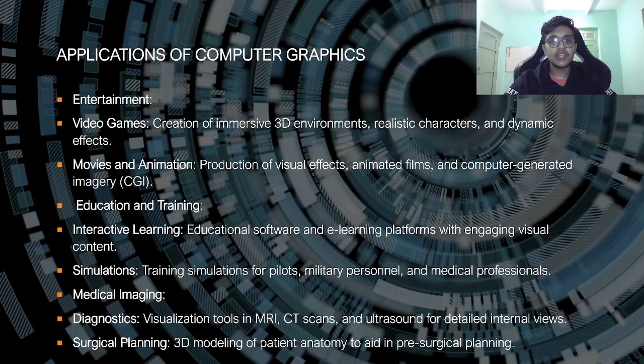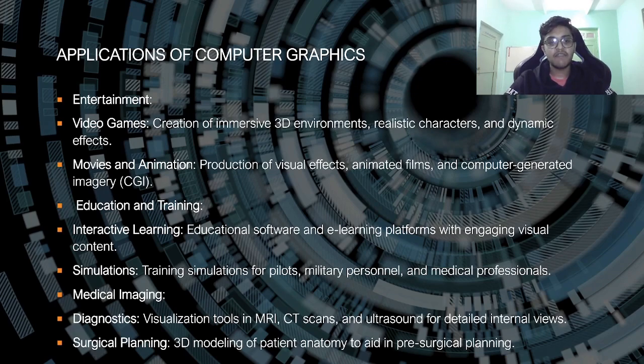We have the applications of CG, that is computer graphics. So firstly, we have entertainment. Again, as mentioned, it's mainly used in video games, movies, and animations, where it is used for creation of immersive 3D environments, realistic characters, and dynamic effects. Under movies and animation, we have production of visual effects, animated films, and computer generated images, that is CGI. Education and training, again, interactive learning, educational software and e-learning platforms with engaging visual content. Simulations, training simulations for pilots, military personnel, and medical professionals.